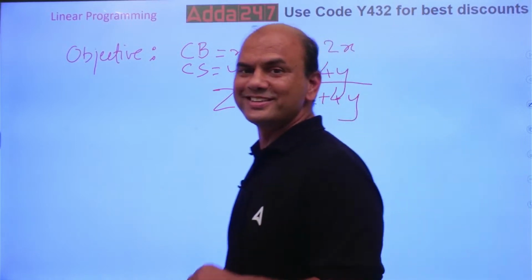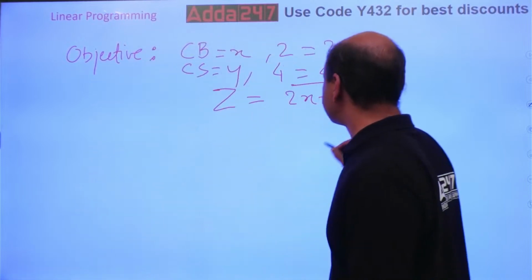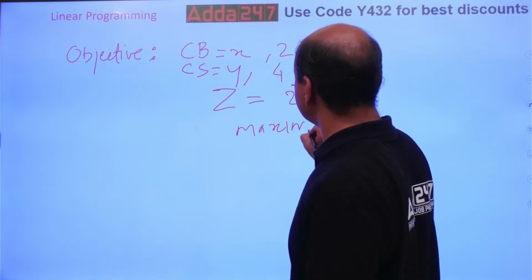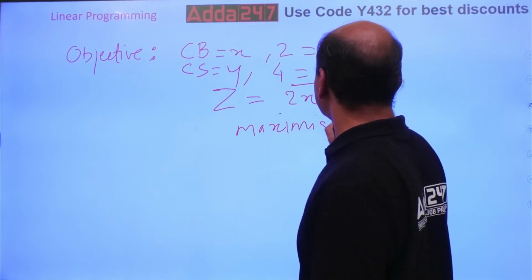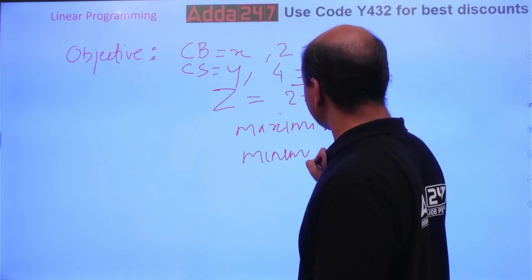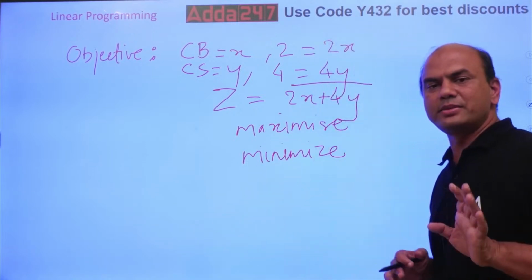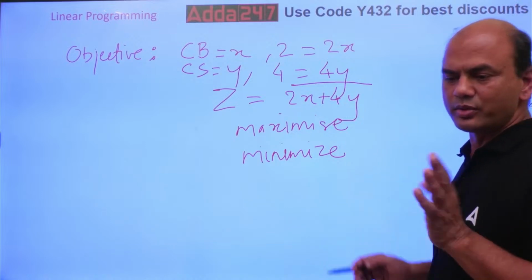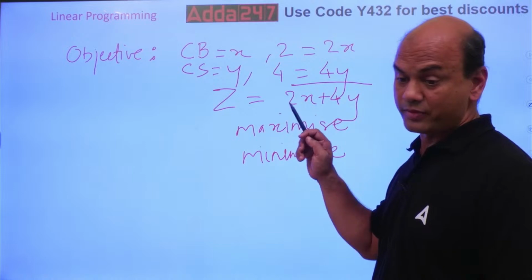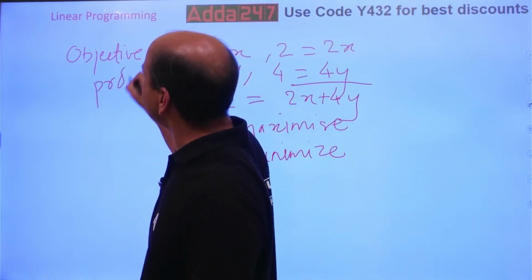Now you answer me. Will this Z function be maximized or minimized? I have to cancel one. You give me the answer, will I maximize or minimize? Write it in the comment section. I am in the profit zone. See, the objective is of profit. So profit, what did I say earlier?